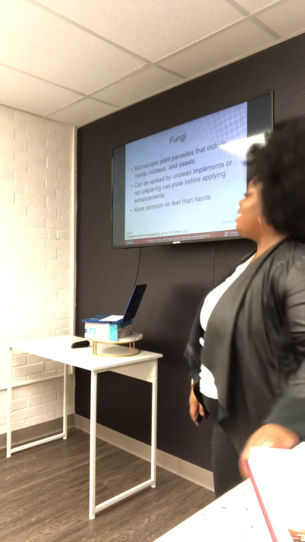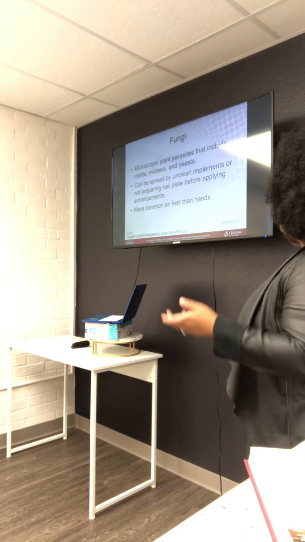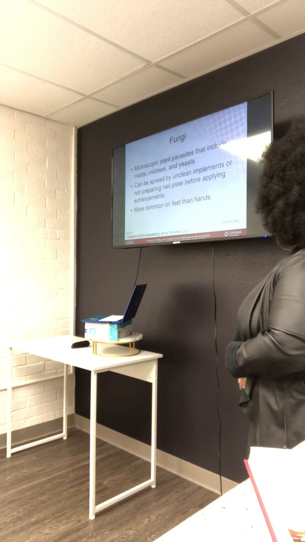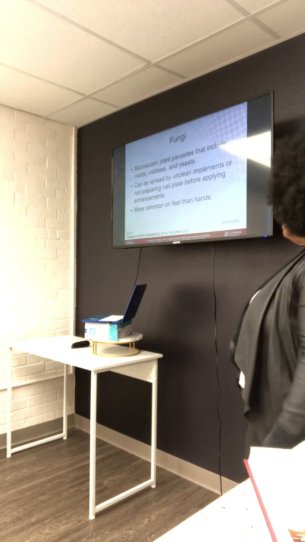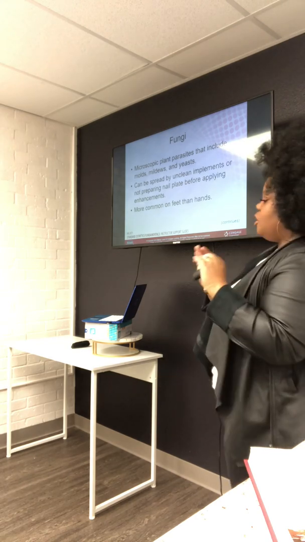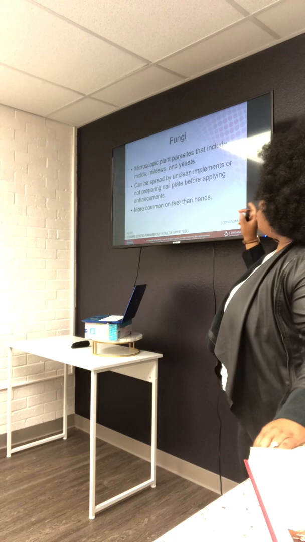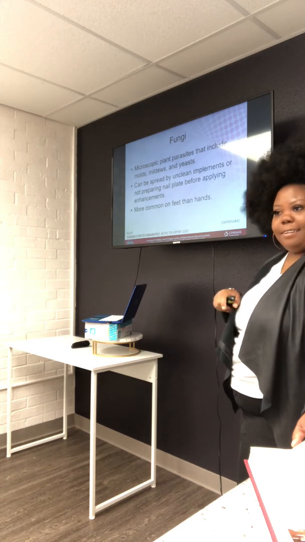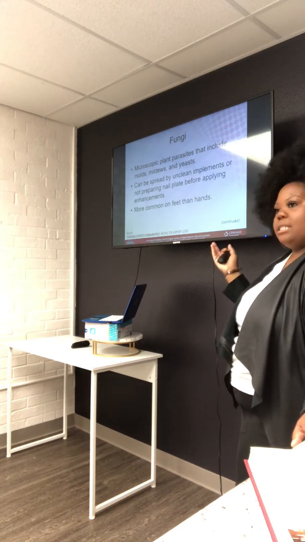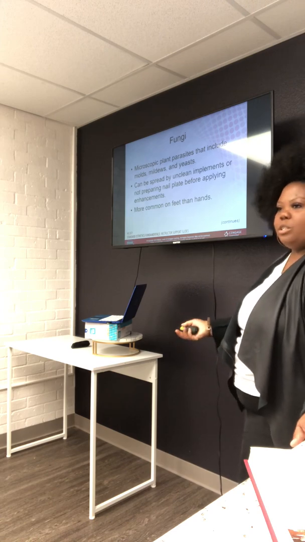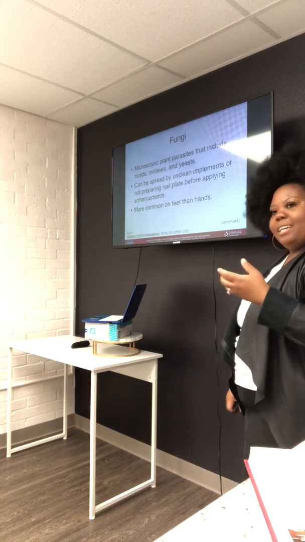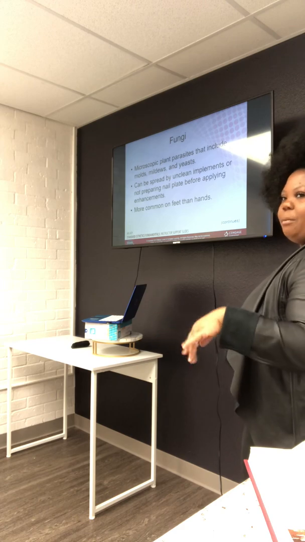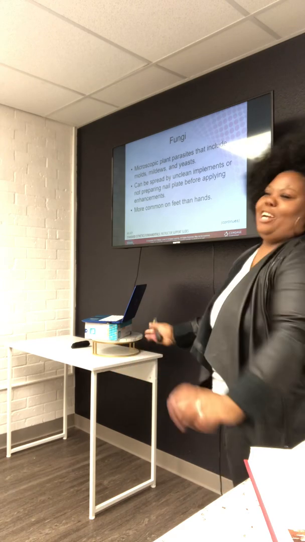Skip, skip. Okay, and then fungi, microscopic plant parasites that include molds, mildews, and yeast that can be spread by unclean implements or by not preparing the nail plate before applying enhancements, and more common on feet than hands. This shocked me personally because I didn't realize how much of a risk nail technicians had when it came to fungus. Because I'm thinking pedicures, that's when you can get a foot fungus. But you can have fungus in the nail plates of your hands and not know. So it was my excuse to get consistent pedicures and manicures for a while, because I was like, I got to make sure I don't have fungus.